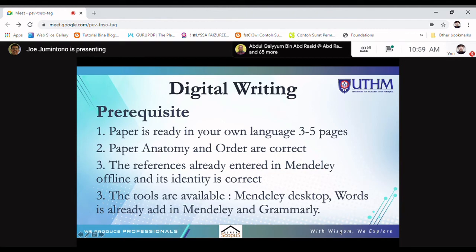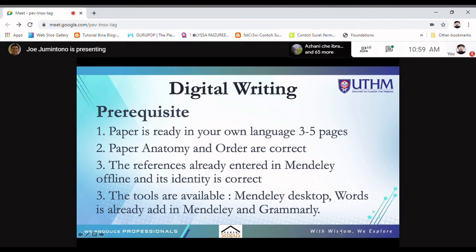This is good, because if this is your language, take for example from Nigeria, you can use your Nigerian language. If you're Malay, you can use Malay language, because writing from the mother tongue is very easy, right? If I am from Indonesia, I will write a paper in my own language, 3 until 5 pages. Okay. Paper anatomy and order are correct.